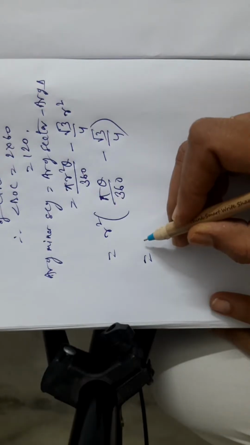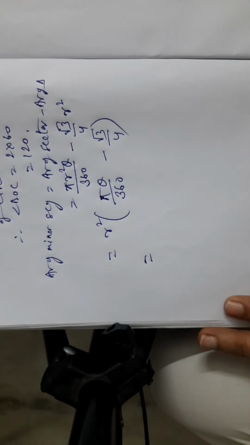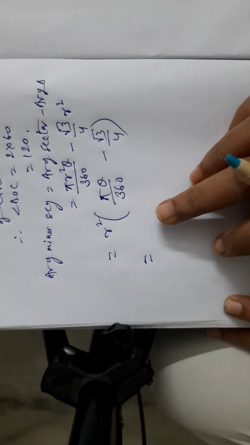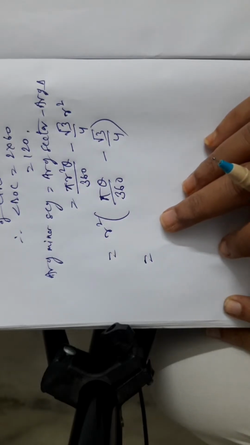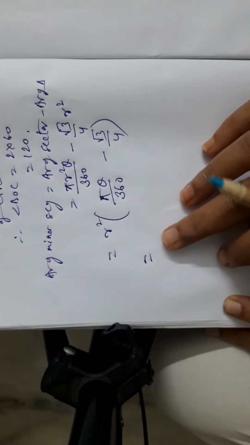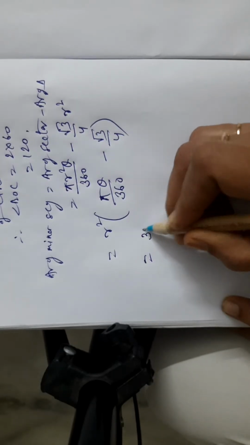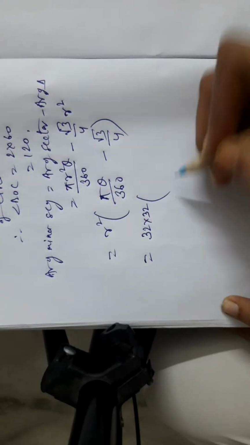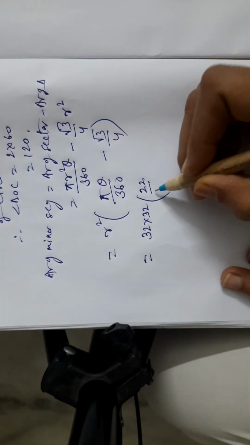Radius, it's not given. Will you say, I don't have an idea about the radius? What is the value of the radius here for this question? Vivek, will you say the answer? Radius 32. Okay, 32 multiplied by 32, pi 22 by 7 or 3.14?